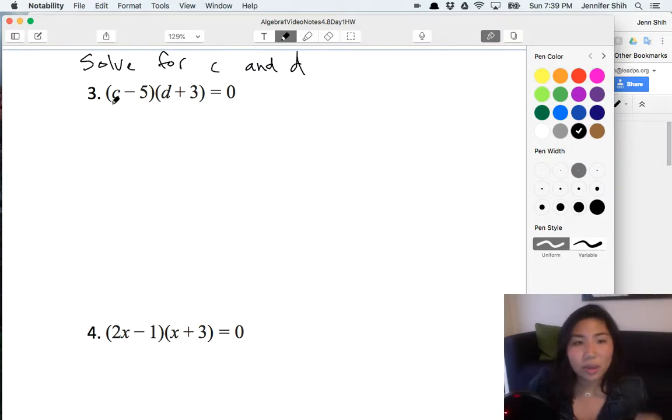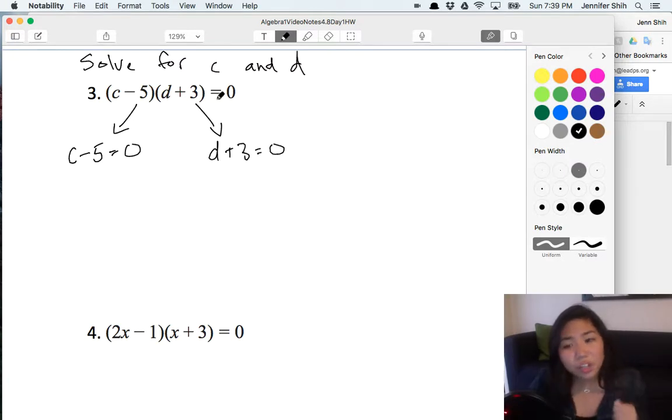Watch how I write this. I'm going to get to this point here, and then I'm going to draw two arrows. I'm going to write c minus 5 is equal to 0, and I'm going to split it into two equations, and d plus 3 is equal to 0. And you're going to hear your teacher say that a lot.